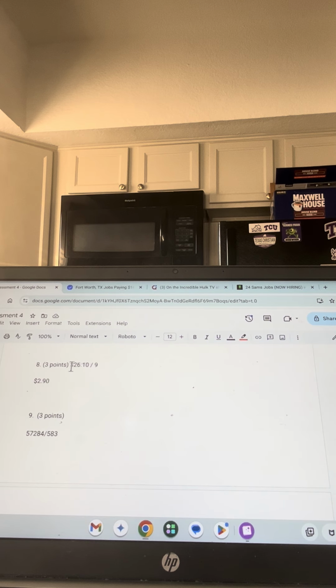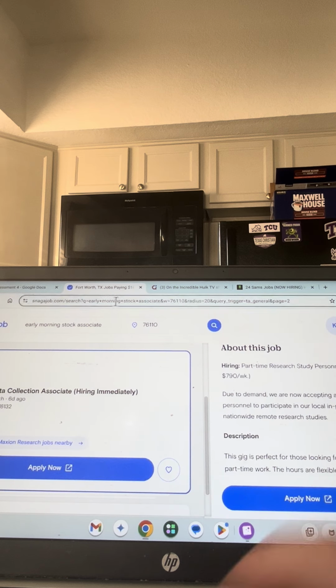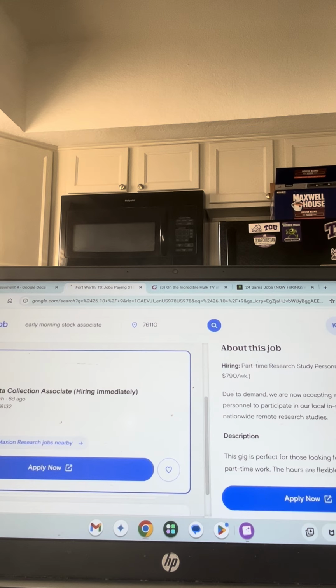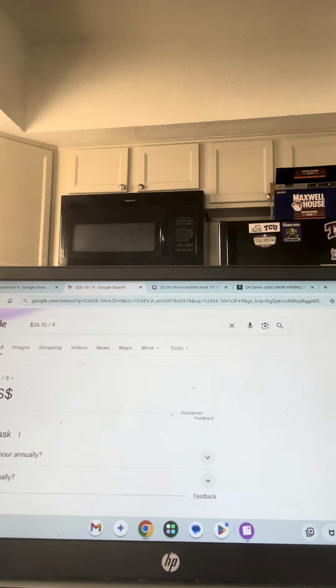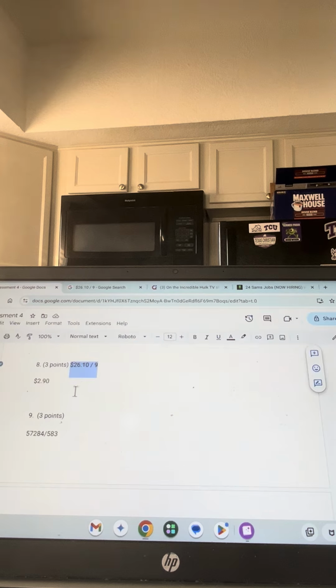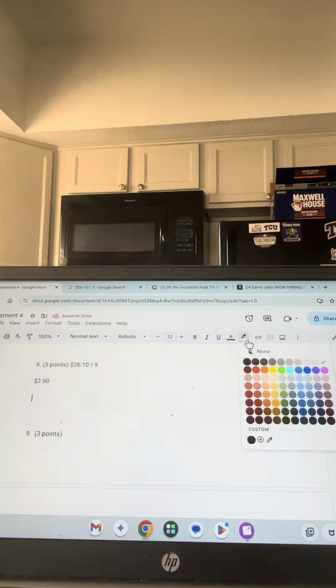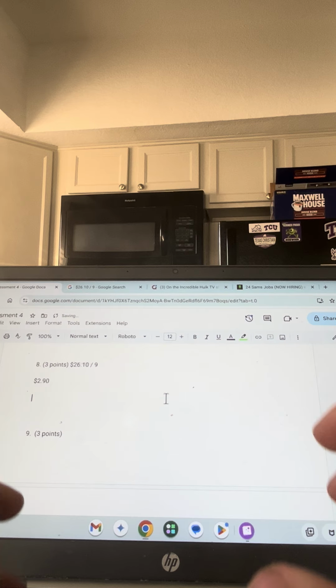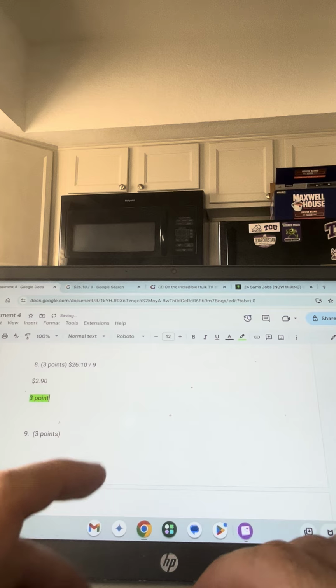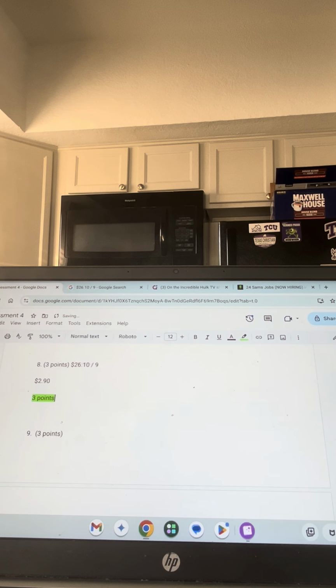Okay, let's see if this is correct. I'm just going to copy and paste this into Google and see if it's right. 2.90, yeah, that's correct, 2.90 US dollars. So you got full credit for that one. You got 3 points. There you go. Let's check number 9.